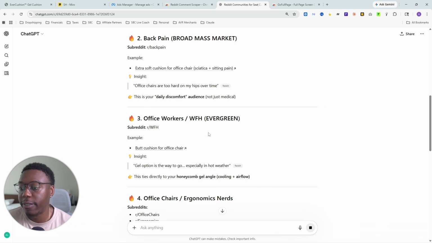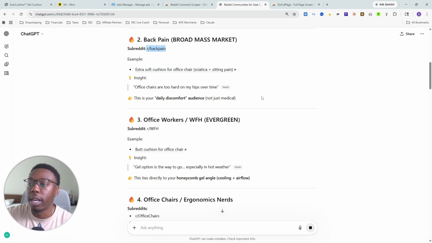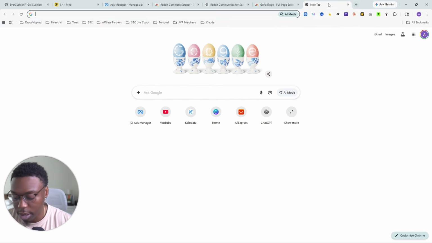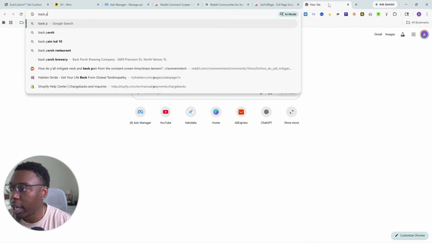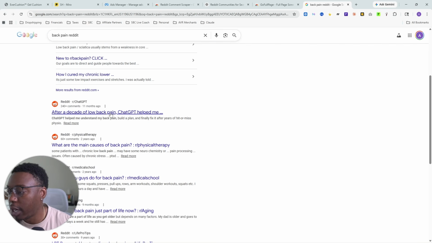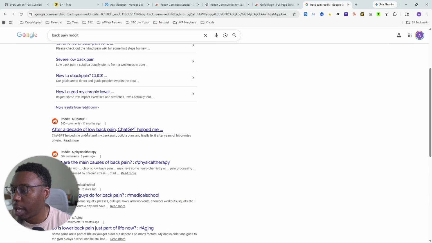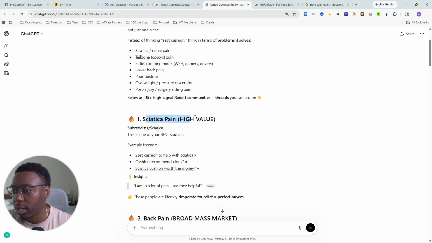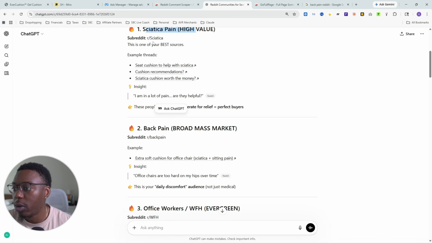Now, it's very important though that we're looking for the people that left the comments, not the subreddits itself. So we're trying to stay away from the r/backpain subreddit. We're trying to specifically look for the people that have commented about a particular problem. So how do we do this? Go into the search bar here, back pain Reddit, right? And then we can go in and we're going to start seeing people that are leaving specific comments. But I'm curious, what does ChatGPT say? So, sciatica pain. Okay, cool.